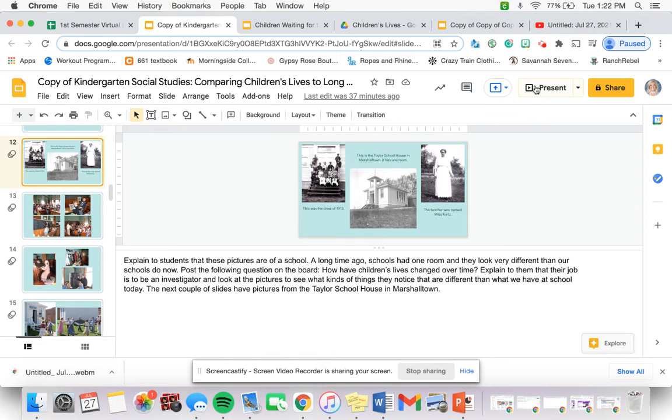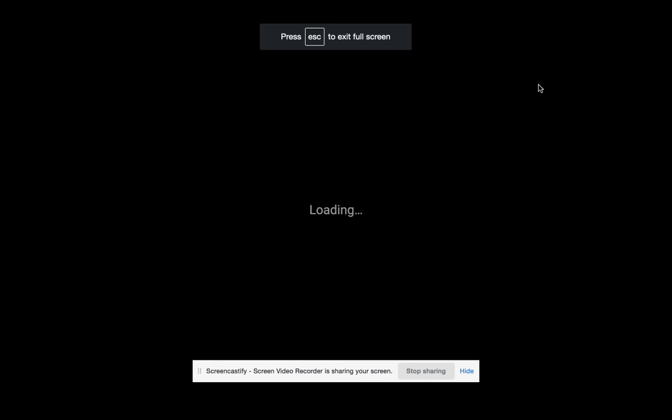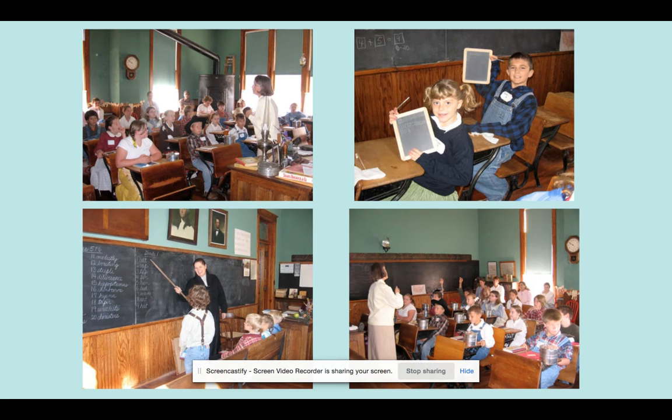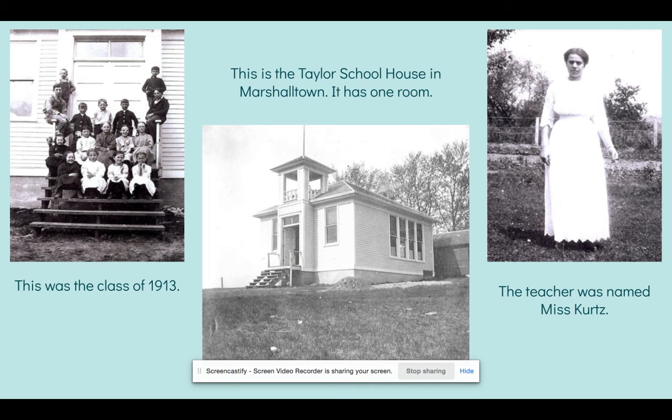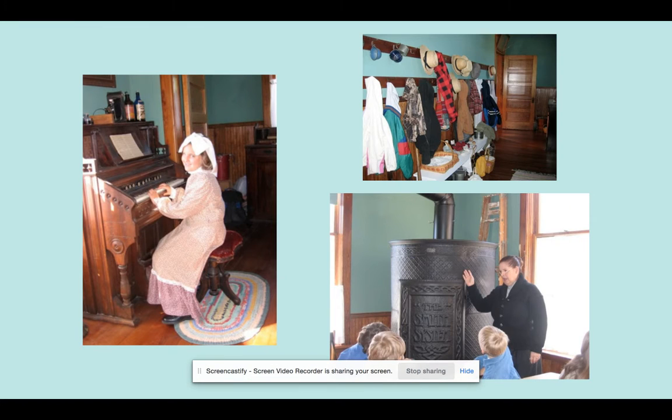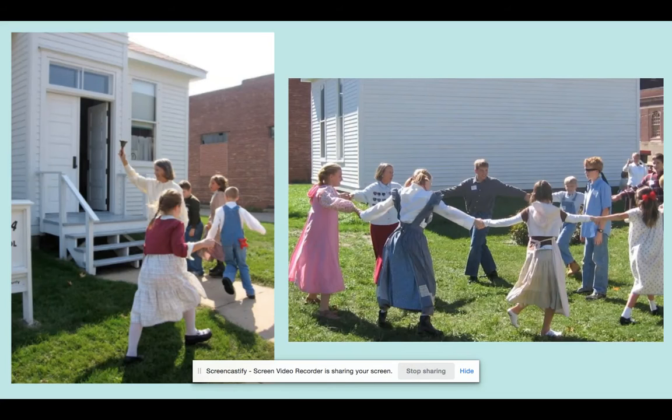If you remember yesterday, we looked at these pictures of the one-room schoolhouse here in Marshalltown. And we thought about who was in the pictures, why the picture was taken, where the picture was taken, what you see in the picture, what's happening in the picture. And then we continued that with these pictures and these other pictures. We're going to continue looking at other pictures today.